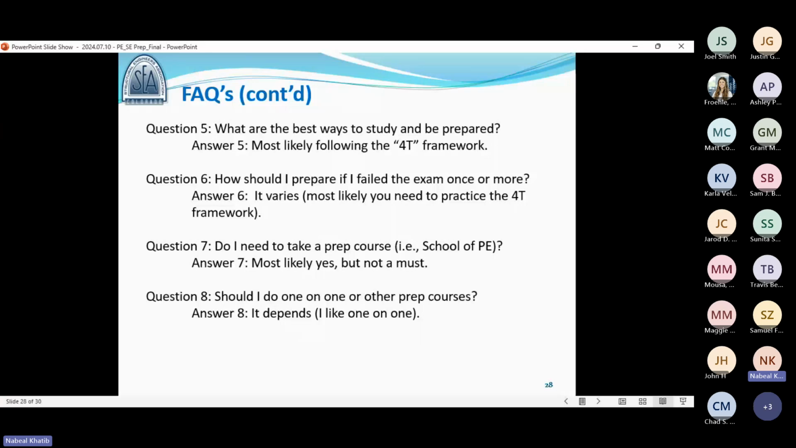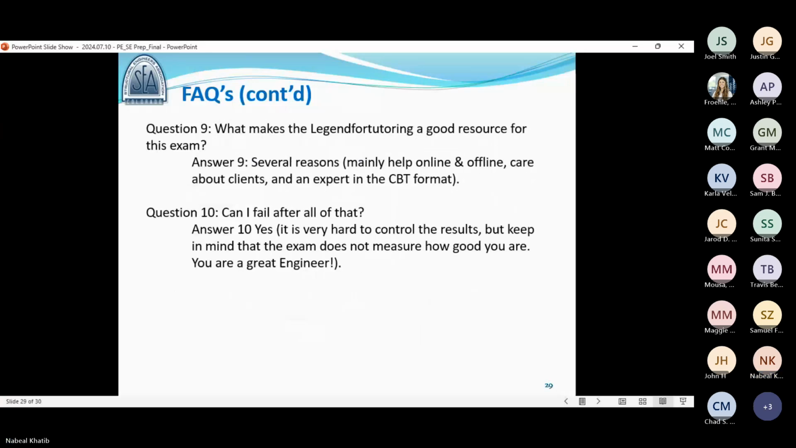Should I do a one-on-one or other prep course? I guess we talked about that. What makes Legend for Tutoring a good resource for this exam? I don't want to get into the details here, but mainly we will help you offline and online. We would definitely make sure that you're being taken care of. And we are very great in CBT. There are a lot of reasons why we're doing great. At least we don't have anyone who failed the exam for the CBT.